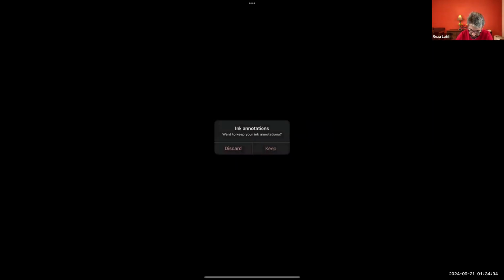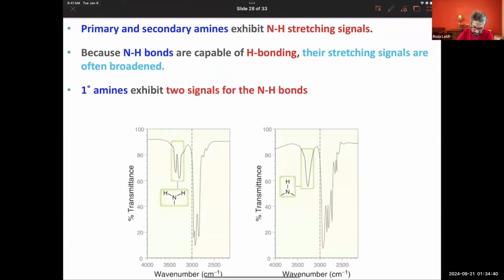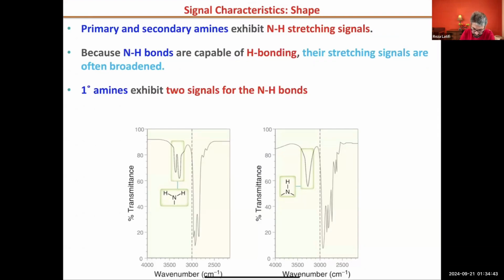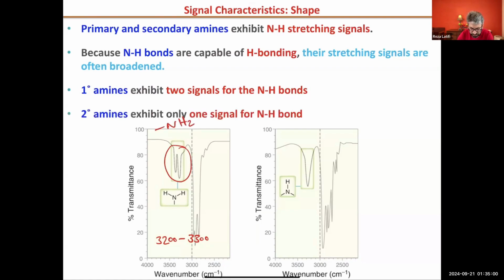So if you see 2 signals close to each other in a range of between, let's say, 3200 to 3300, and usually they have a narrow shape, that's a sign that you have an NH2. And if you see only one peak there, in that case, I'm going to say there is only one H, and this is going to be a secondary amine. The first one was primary.